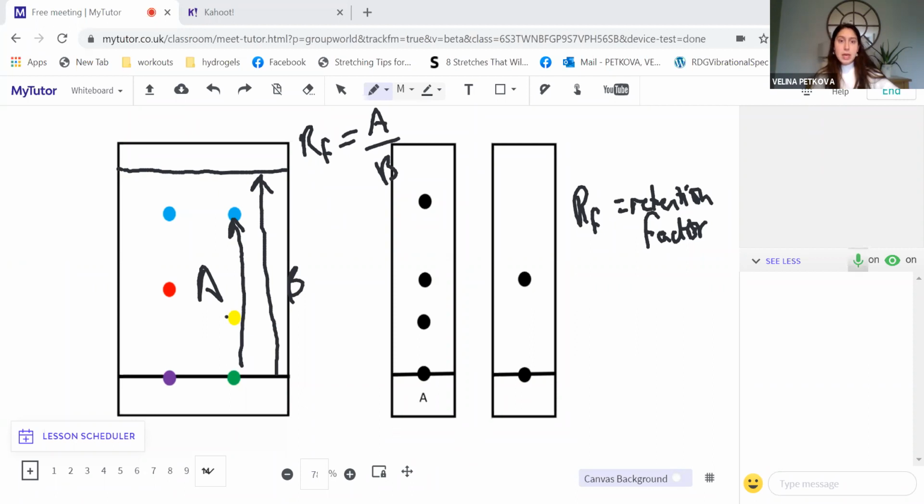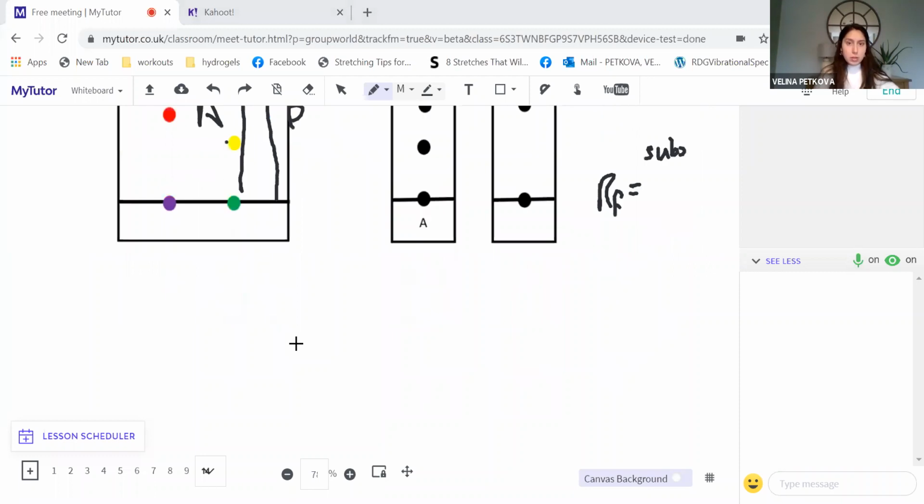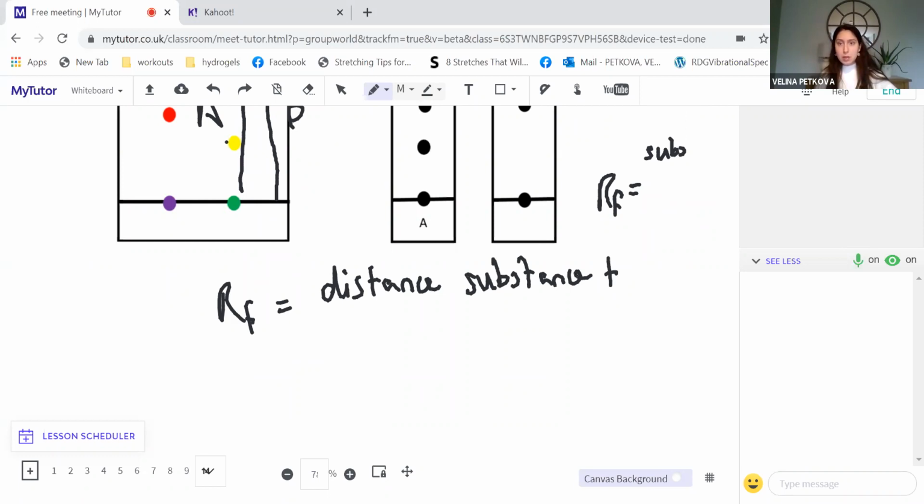Do we need to memorize the equation? Yeah, so it won't be given to you. You need to know how to find the retention factor. Okay, so the retention factor in words is the distance the substance has travelled. So RF equals distance substance has travelled divided by distance solvent has travelled, okay?